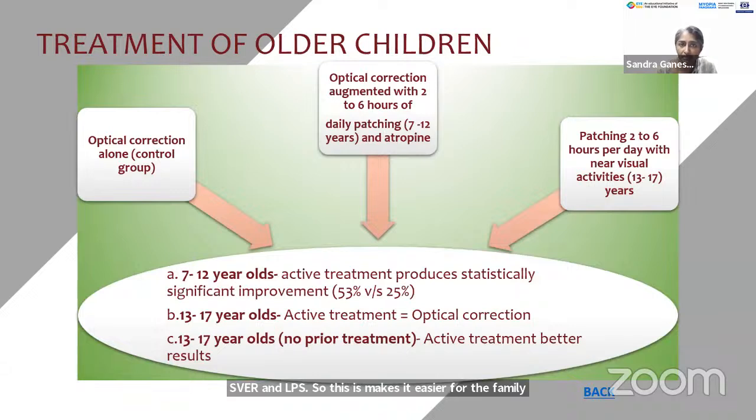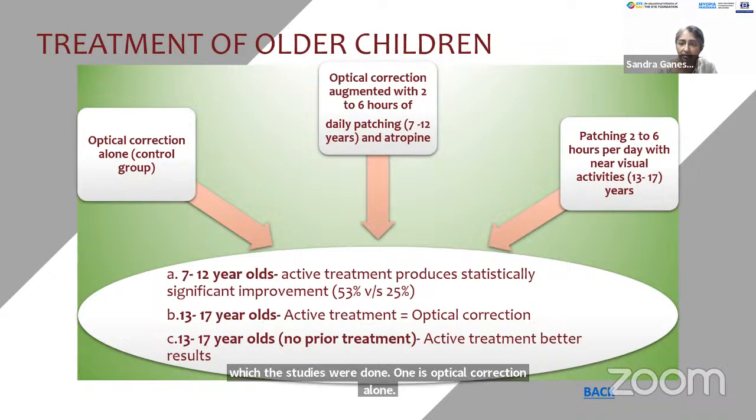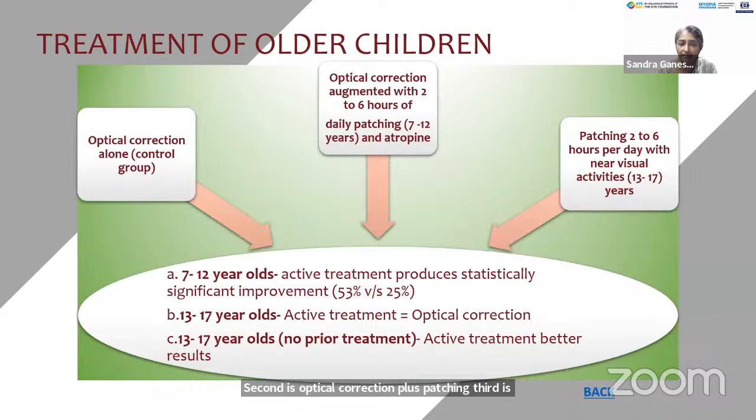And when you look at treatment of older children, that is beyond the amblyogenic age, that is 7 to 12 years and even the 13 to 17 age group, there were 3 categories in which the studies were done. One is optical correction alone, second is optical correction plus patching, third is adding near activity also. And the best was to give a patching duration along with some guided near activity, where active therapy was much better.